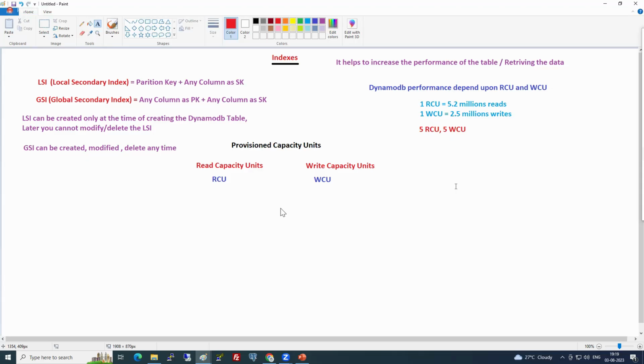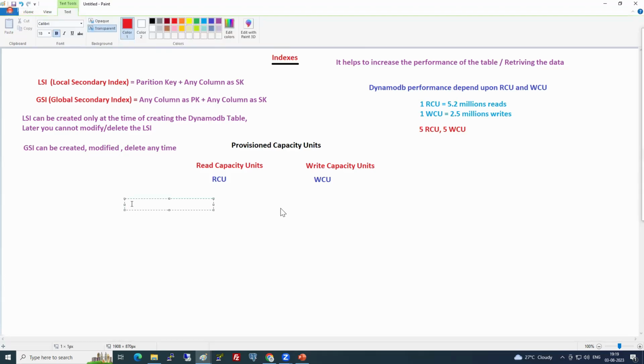So the question here is, sir, how do we know how much number we should give? I created a DynamoDB table. Should I give 5? Should I give 10? Should I give 20? For that, there is a formula that we need to know. For now I'll just write the formula, and we'll discuss the details tomorrow.